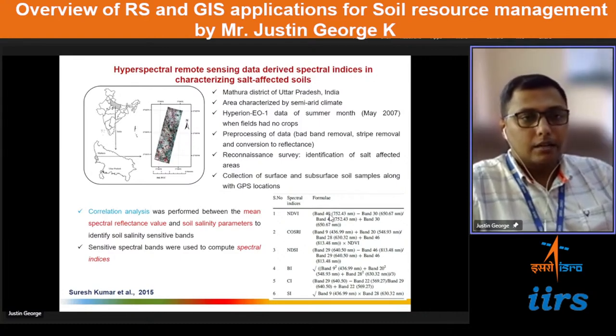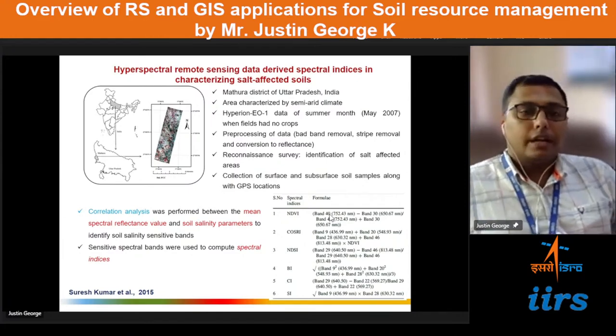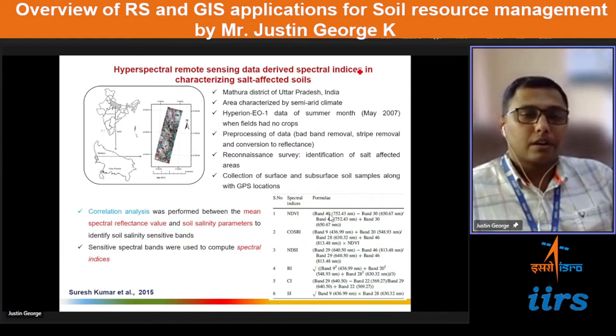Hyperspectral is nothing but, instead of the 4 or 5 bands in which the entire area will be scanned, the data we will be getting is at very narrow contiguous bands having a width of nearly 10 to 20 nanometer. So the study was conducted for use of hyperspectral remote sensing derived spectral indices for characterizing salt affected soils. And these are the description of the study area, the climate, which data was used, and what pre-processing of the data was done before identification.